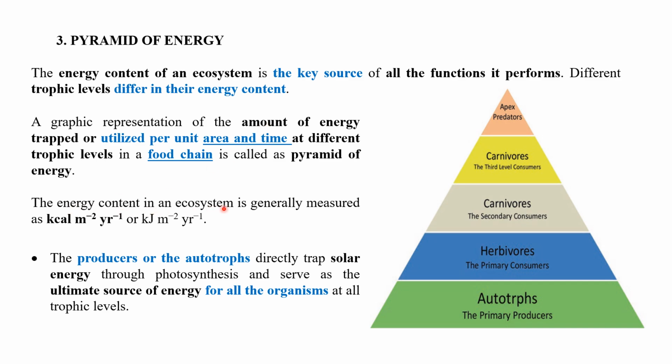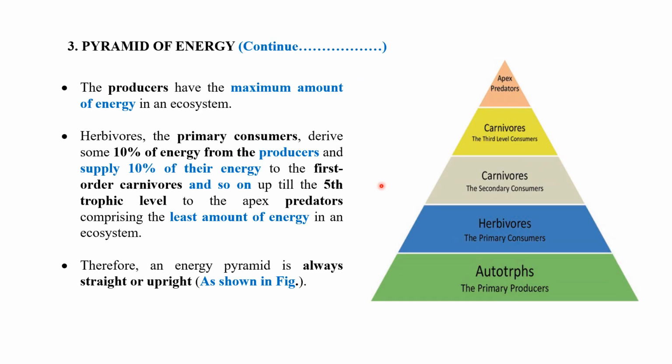The energy content in an ecosystem is generally measured in kilocalorie per meter square per year or kilojoule per meter square per year. The producers or the autotrophs directly trap solar energy through photosynthesis and serve as the ultimate source of energy for all the organisms at all trophic levels. Right? Next, we can see the producers have the maximum amount of energy in an ecosystem.